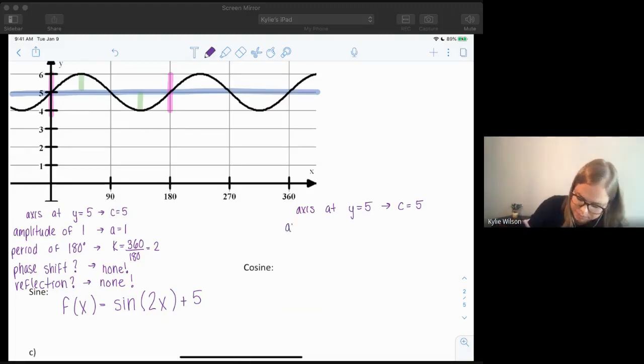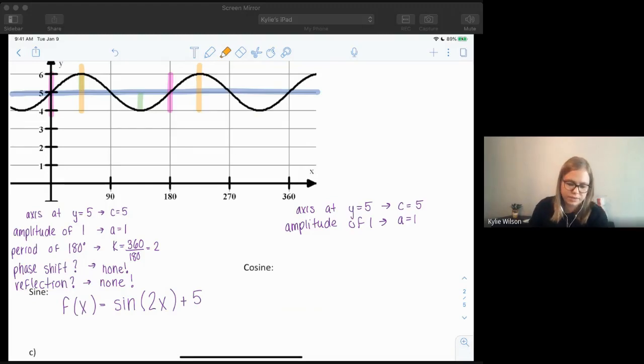Then we have an amplitude of 1, which tells us that A equals 1. I'm going through these ones a little quicker because we've already done them. Again, if I look for the period of my cosine, we start at a maximum, we go down and up, back to the other maximum, and that would be my cosine curve. So again, my period is still 180. That gives me K equals 2, same calculation as the sine one.